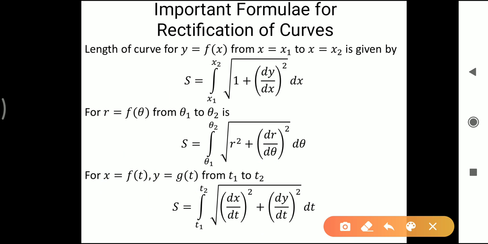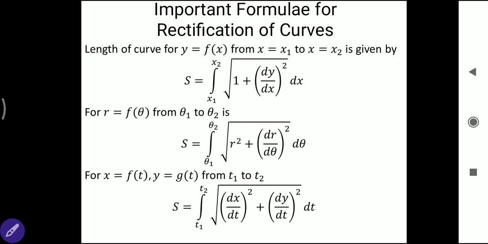And the last one is the polar curve, r is equal to f of theta. If you want to integrate from theta 1 to theta 2, the formula is s is equal to the integral from theta 1 to theta 2 of under root r square plus (dr by d theta) whole square d theta. So r will be given to you, so you can easily find dr by d theta, take the square of it, add r square to it, take the square root, and then integrate between the limits theta 1 to theta 2. So these are the formulas. Now based on these formulas we will see some examples.